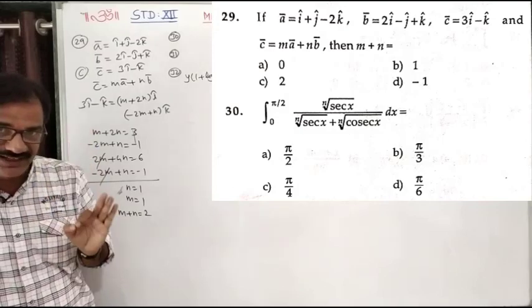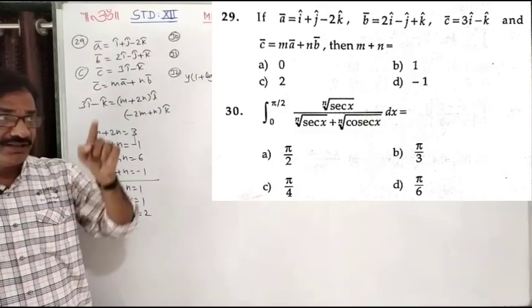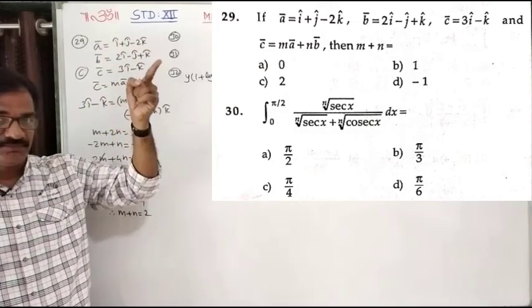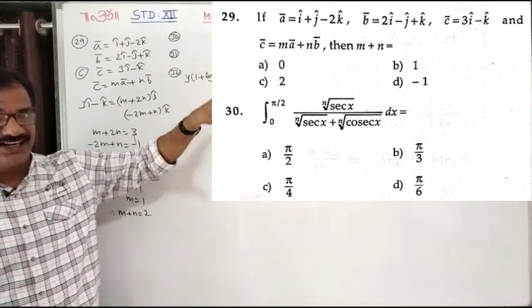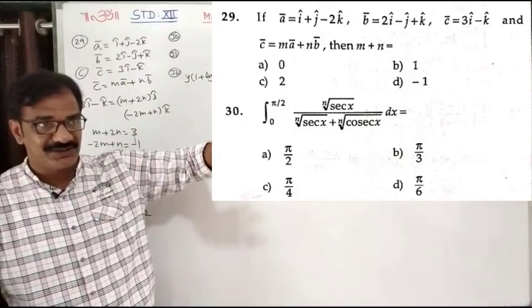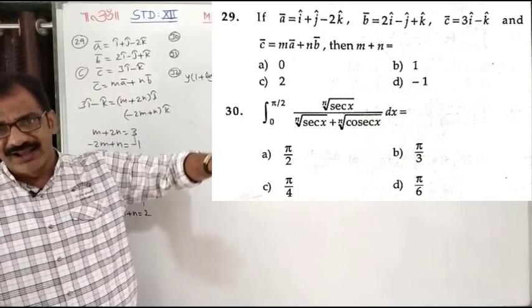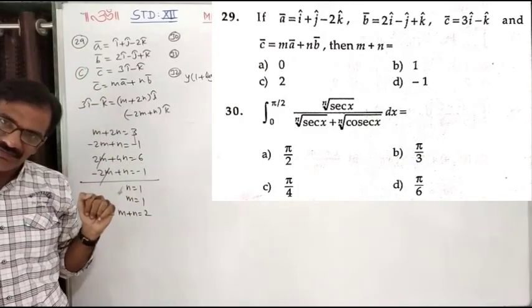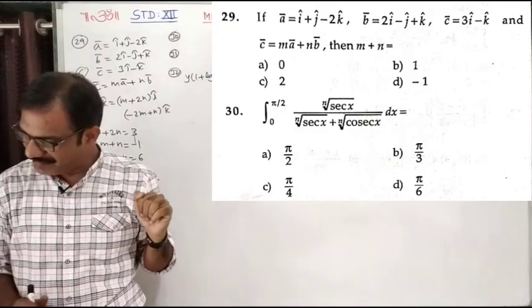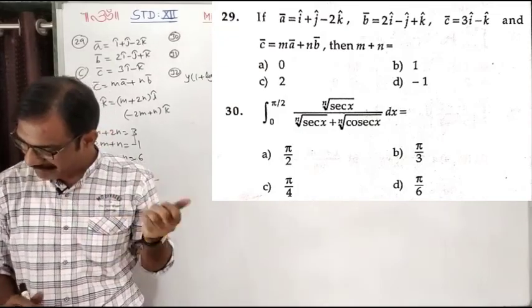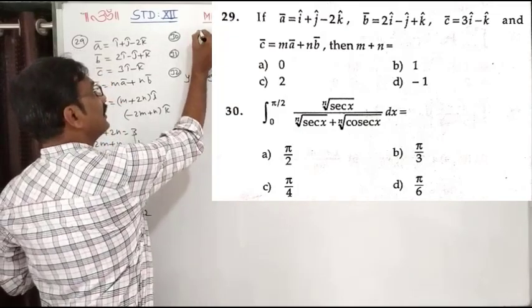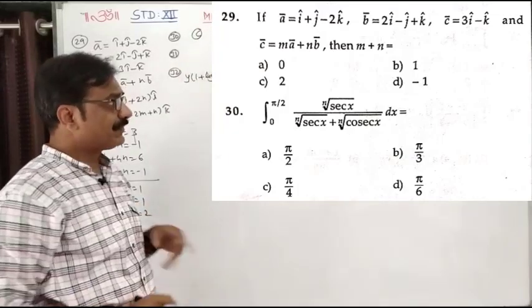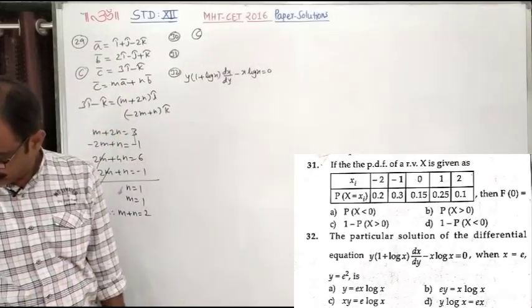The simple answer is that, remember this: when the limit is from 0 to a, for such problems which get changed mutually, like sec, cosec, sin, cos, tan, cot, the answer is always half of the upper limit. So what is the upper limit? Pi by 2. So its half, pi by 4. Your option is C.